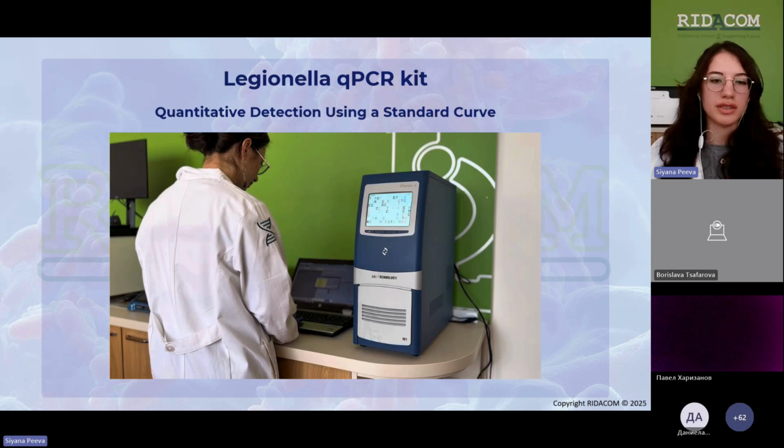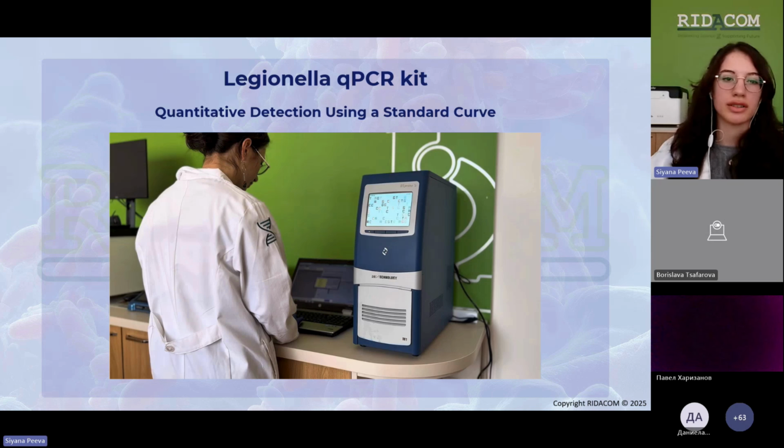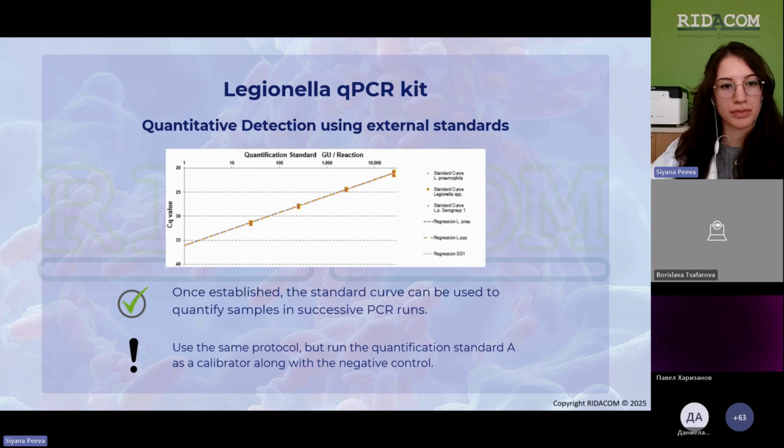So now we've seen how to perform the procedure for quantity detection using a standard curve with the internal standards used in the kit. Now, what about if you want to use this standard curve for next experiments? We can do that really easily. For example, here we have the generated standard curve, and we can use it for following experiments without running those standard solutions or generating a new curve. We can use the old one.